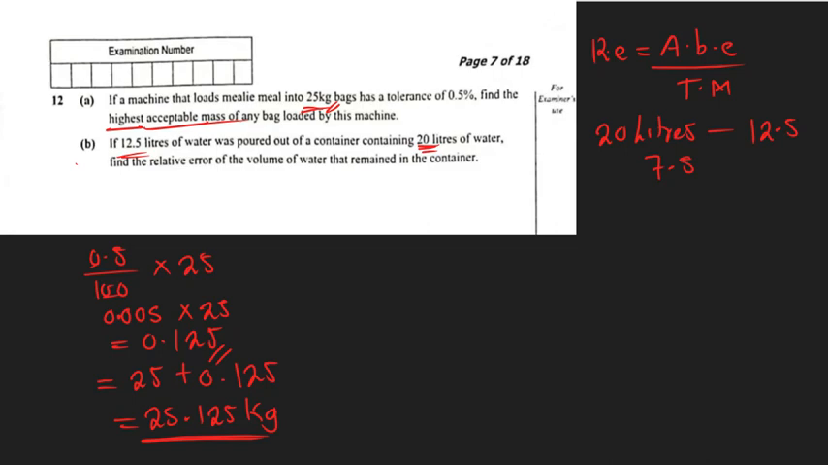7.5, right? Now let me ask you a question. This 7.5, how many decimal places does it have? 1. It only has one decimal place. So if it has one decimal place, it means your absolute error is going to equal to what?